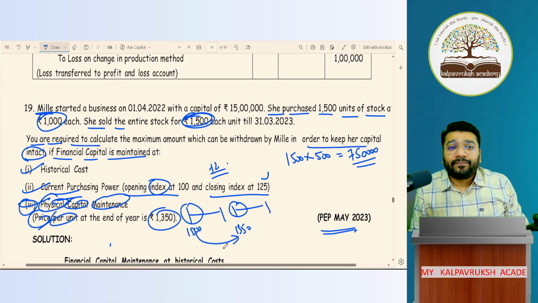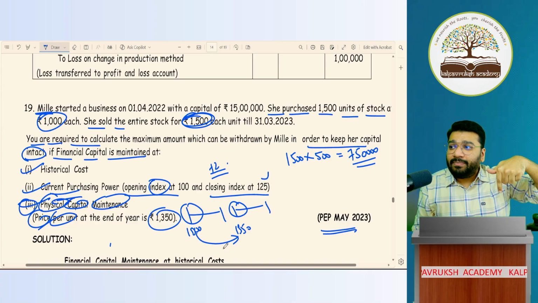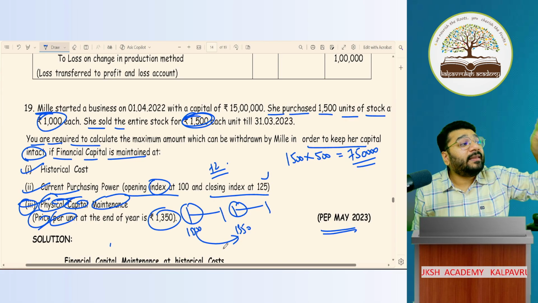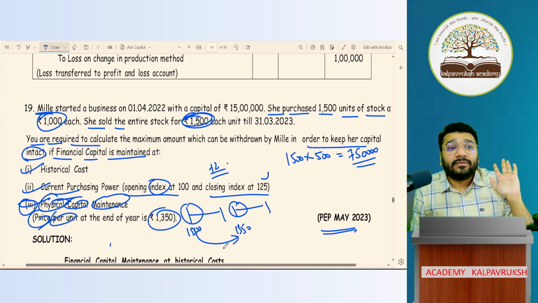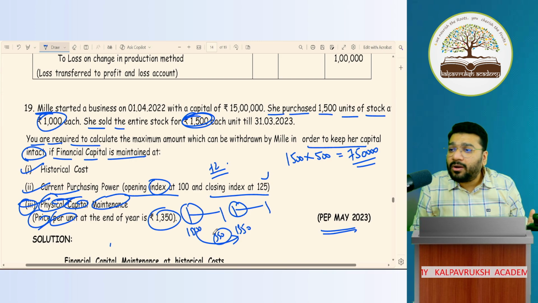Inflation or no inflation? Last year, you purchased the same product for 1,000. Now, as a business, Milli has to purchase the same product for 1,350. For Milli, inflation or not? Yes. So what is the inflation? 350 rupees inflation. Got it, not got it?